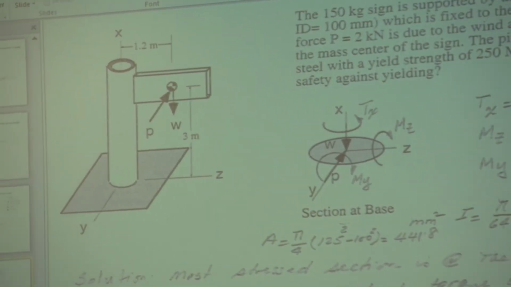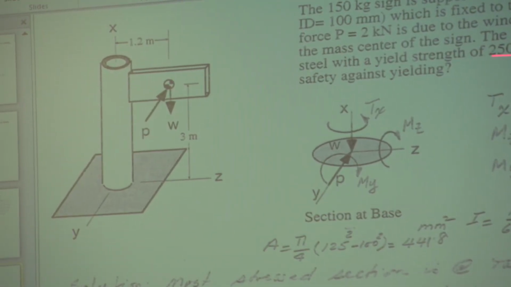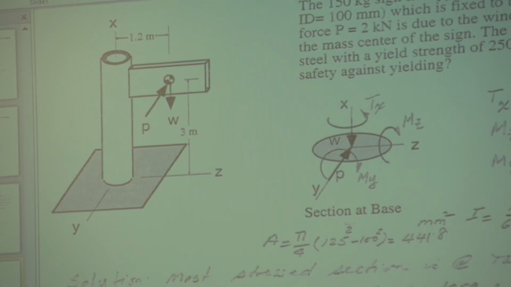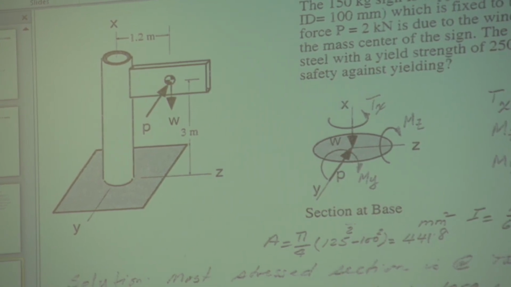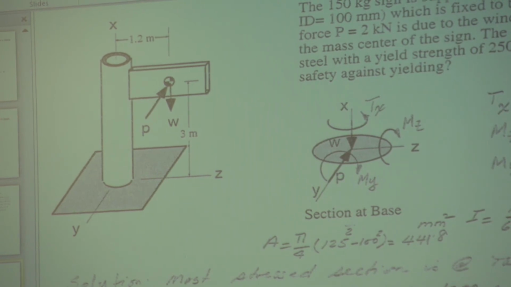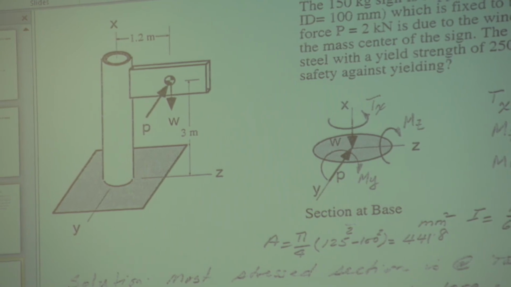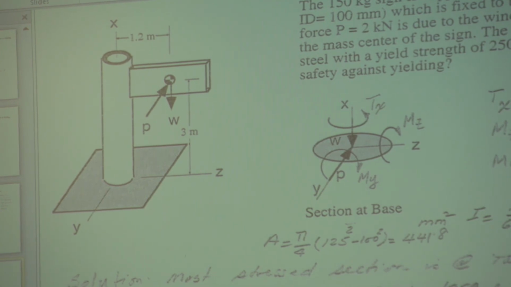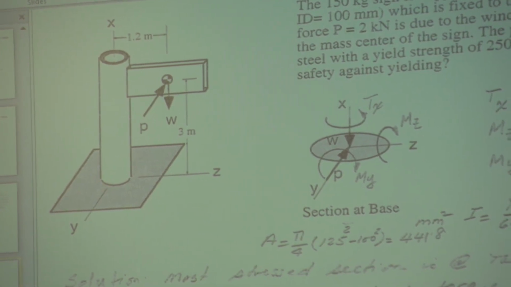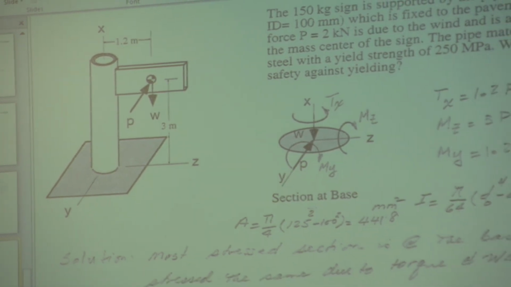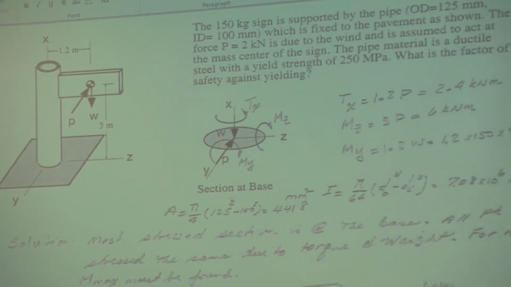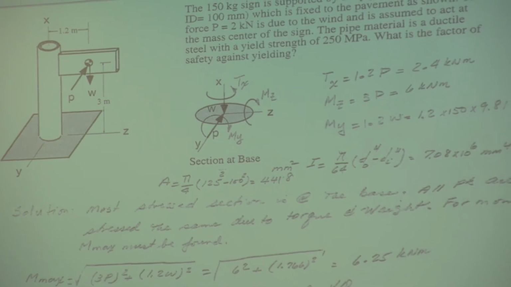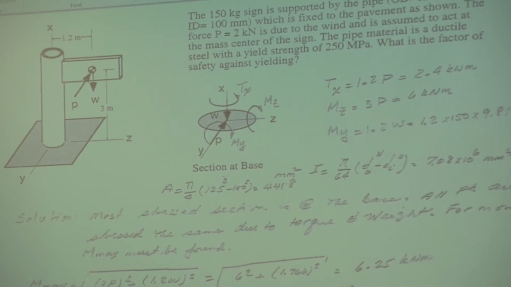Since this says yielding, what is the factor of safety against yielding? Then you must be using a ductile failure theory, because ductile materials fail, brittle materials fracture. We identify this section at the base as the most critical section because the moment is maximum there. There are three components of the moment applied to that section. One is torsional, the other two are bending moments.